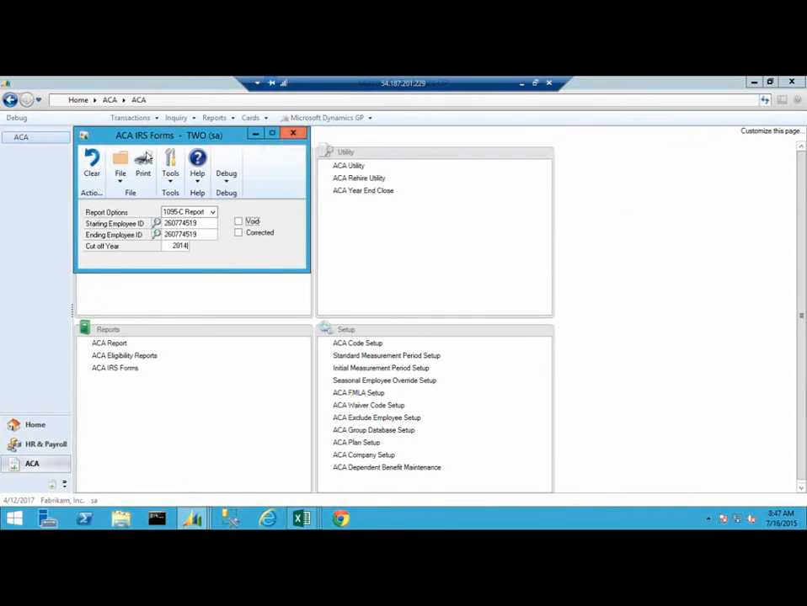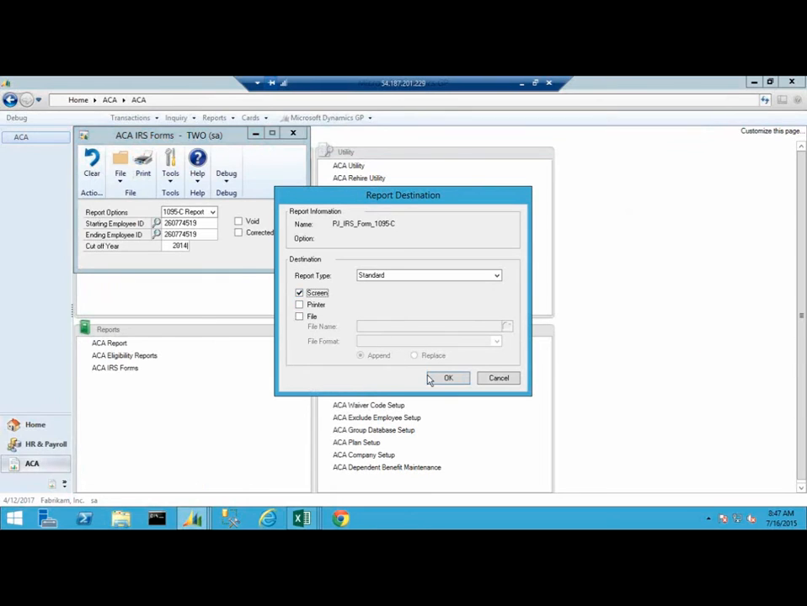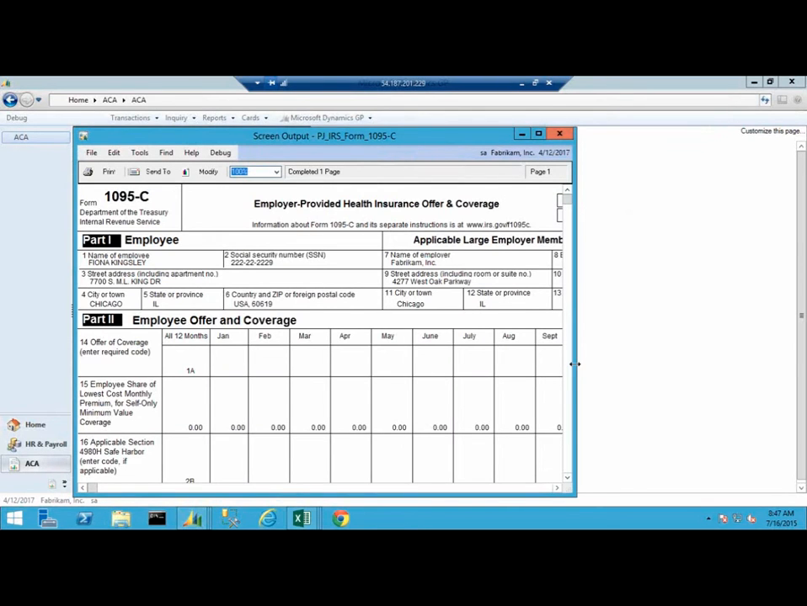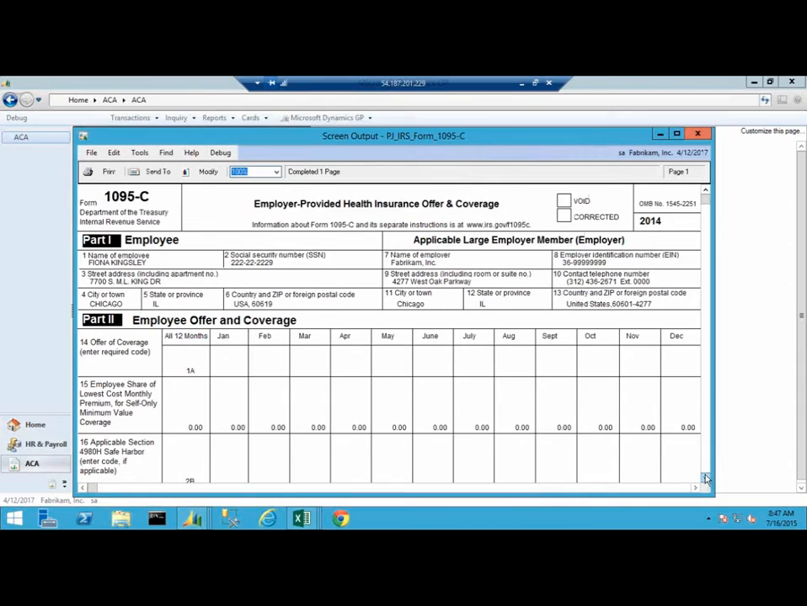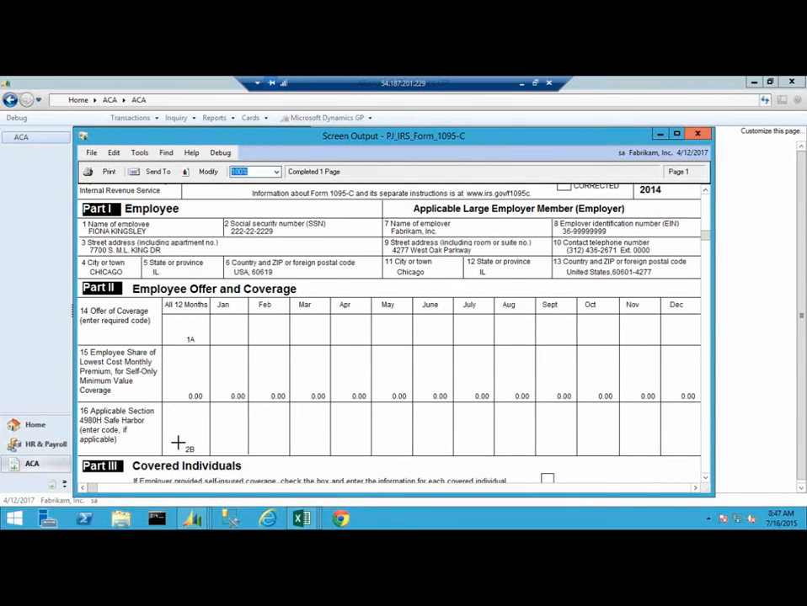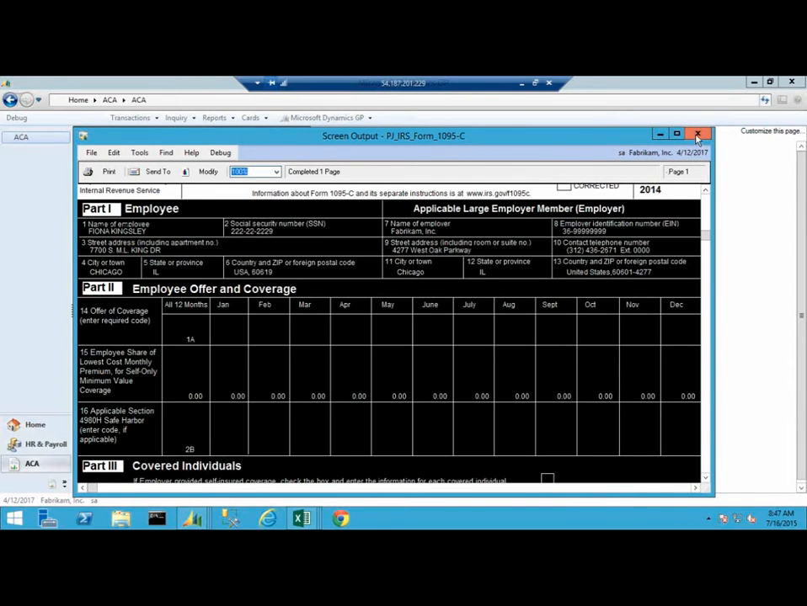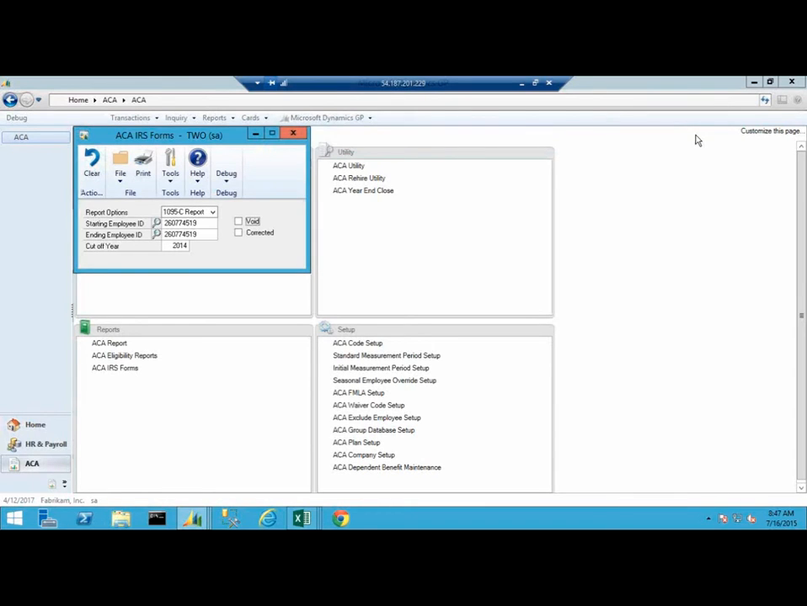So let's go to 2014. We're going to print her form here. For the entire year, we made her a qualifying offer. But wait a minute. It says she's on line 16. She's 2B. And in fact, she doesn't even get a 1095C. She doesn't even have to get one.